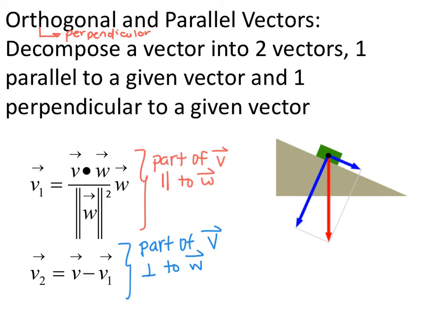So you take the dot product v dot w and divide that by the magnitude of w squared. That's a number. And then you would multiply that number by vector w. So we would end up with another vector.